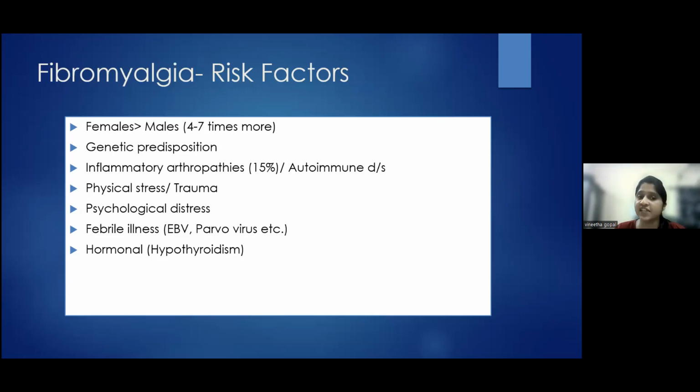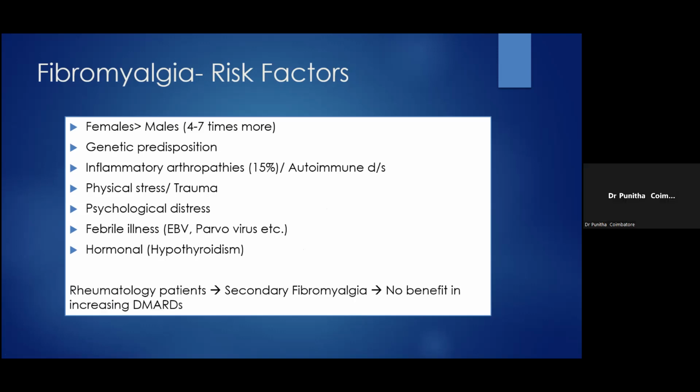Then physical stress or trauma, psychological distress, certain febrile illnesses like Epstein-Barr, then hormonal causes like hypothyroidism. So I told you that in inflammatory arthropathies, fibromyalgia can coexist. So can you tell me what is the advantage or benefit in identifying that this patient has coexisting fibromyalgia? Because we can correct the correctables.